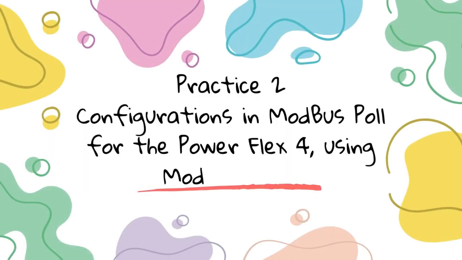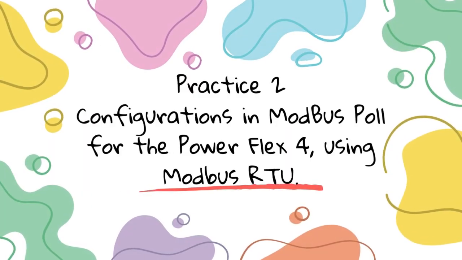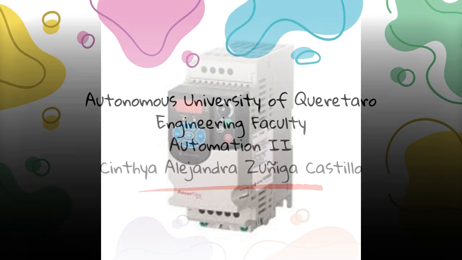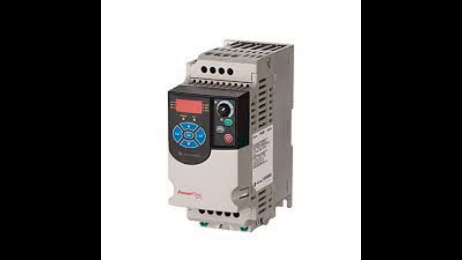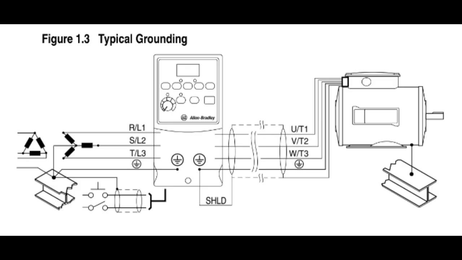Hi, in this practice we are going to see the configuration in Modbus Poll for the PowerFlex 4 using Modbus RTU. The PowerFlex 4 is a frequency drive (PDF). This device is used to control the speed of alternating current (AC) electric motors in industrial and commercial applications. The purpose of this practice is to control the speed of a motor manually by using Modbus RTU. In the following diagram, we can see the physical connection of the PDF with a motor.